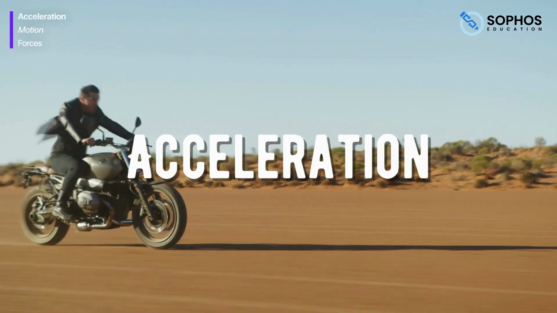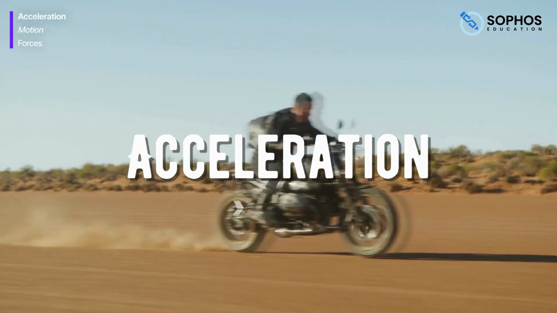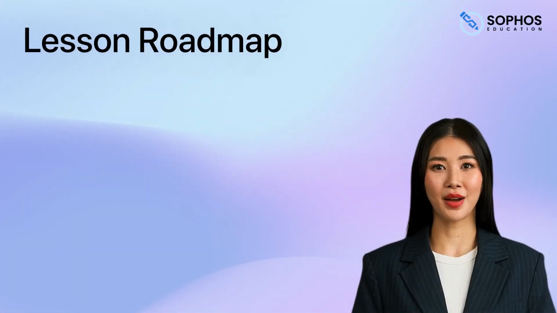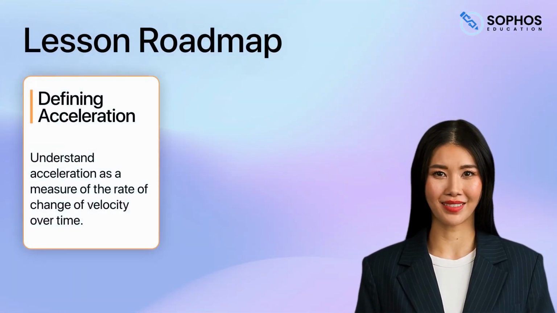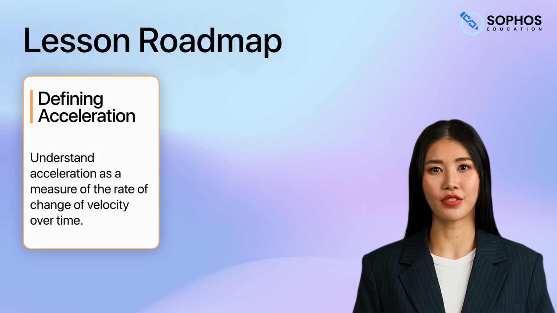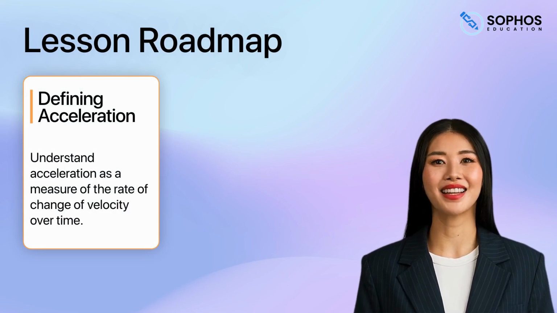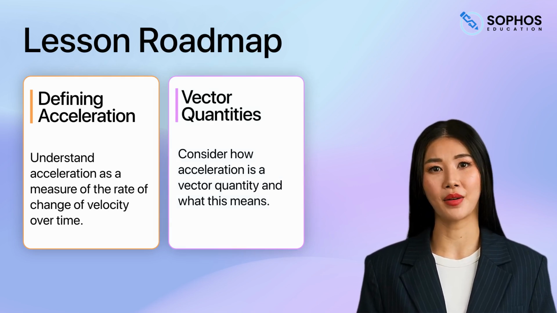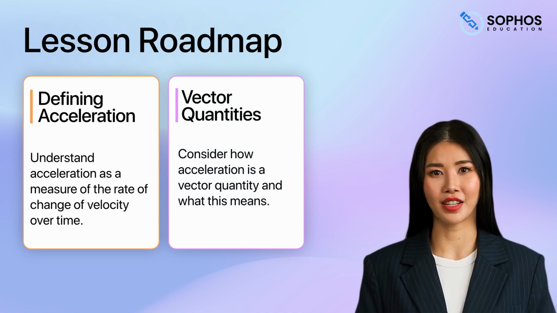Hello! Welcome to today's lesson on understanding acceleration as a vector quantity. Today, we'll start by understanding acceleration as a measure of the rate of change of velocity over time. Next, we'll consider how acceleration, like velocity, is a vector quantity. We will expand on what this means for how we understand positive and negative decelerations.